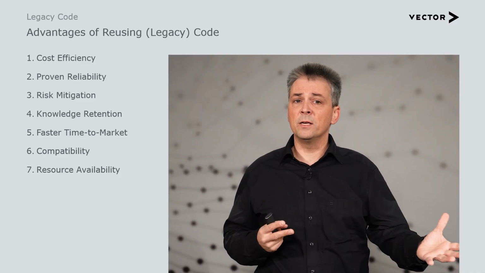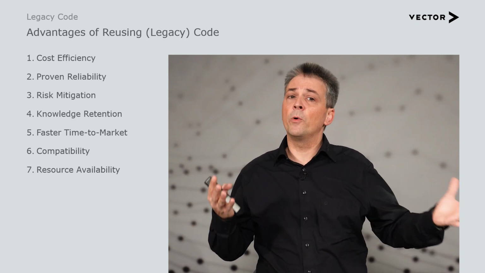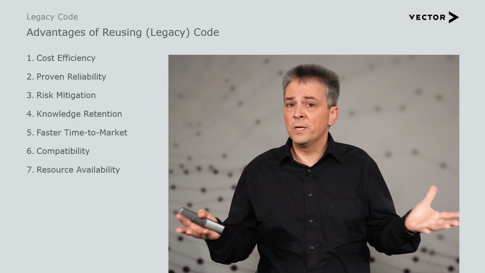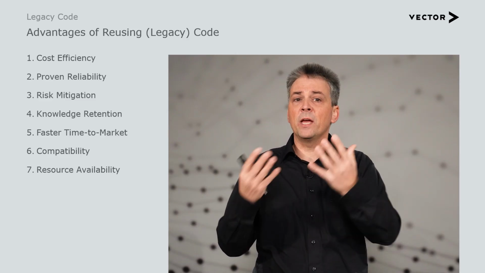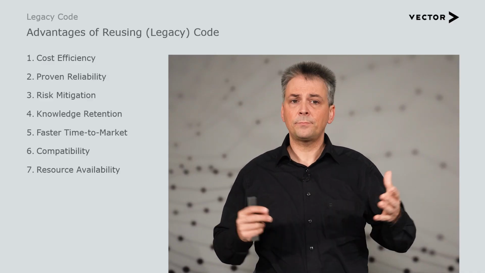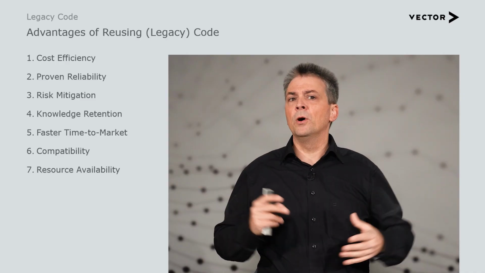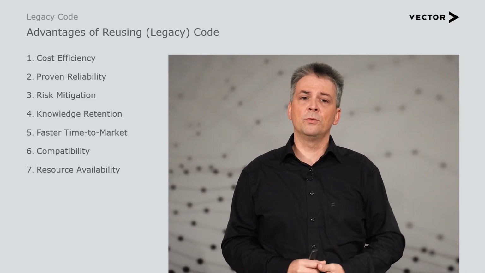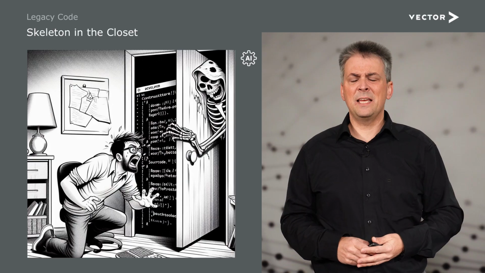Also, faster time to market. It's already available, just reuse it. Compatibility: what you already have implemented, you don't have to do again. It sounds like saying always the same: if you already have it, you can reuse it. And then the last point, resource availability. You don't have to put an X number of developers into the project to develop the software from scratch or new. But it somehow feels like a skeleton in the closet.